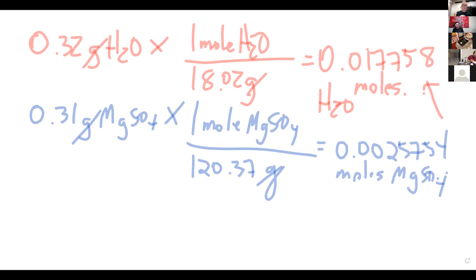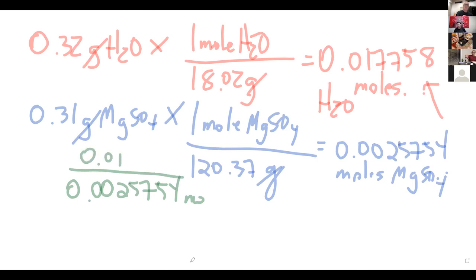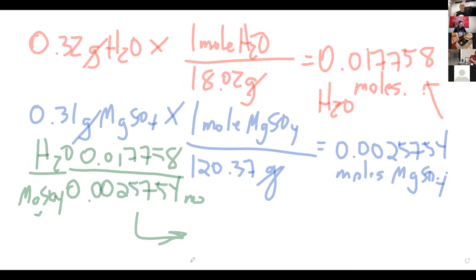So let's see what we get. So then we just get the ratio. So 0.0025754. Oops, I want to go the other way. I want to put my moles of water on the top. So 0.017758. So I've got water on top, magnesium on the bottom. See what that ratio is.